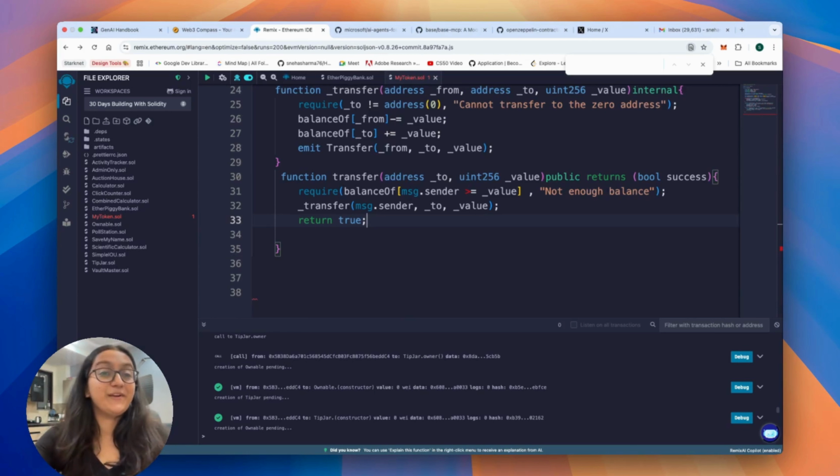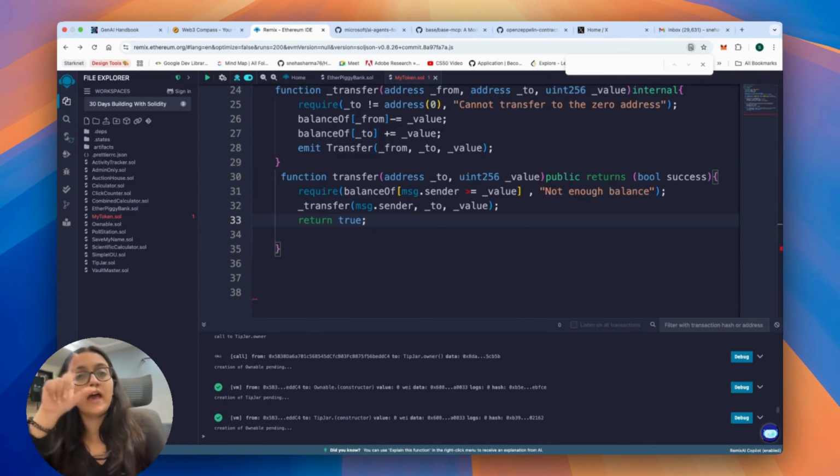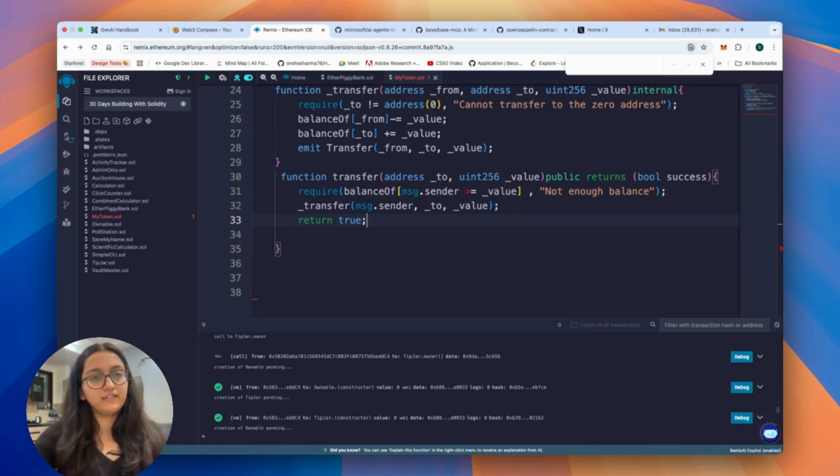That brings us to a very important design pattern, which is separation of logic. We do not want to duplicate the transfer logic across multiple places, because there could be two scenarios: me distributing the funds, or someone distributing the funds on my behalf up to a certain allowance. So you can think of this transfer function as a front end button, and the internal underscore transfer as the backend engine. The user will only see the transfer button, but the real action is happening in underscore transfer behind the scenes.